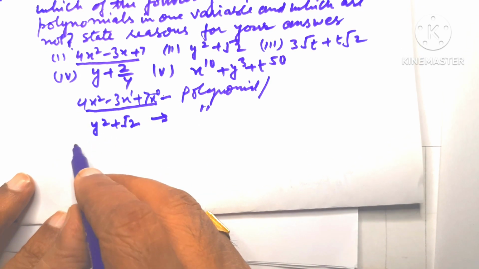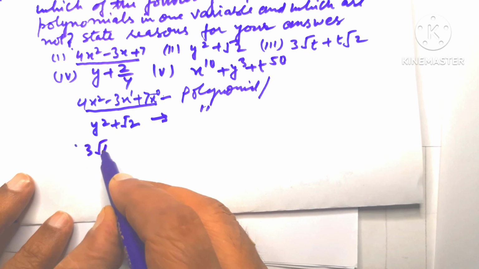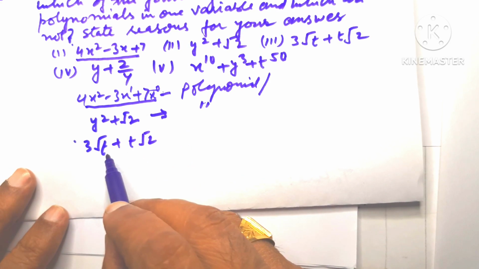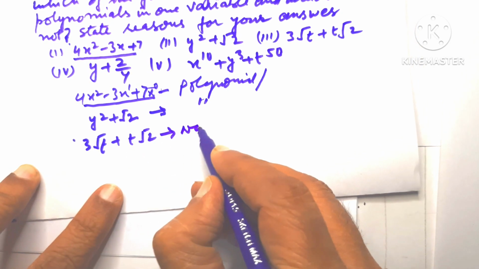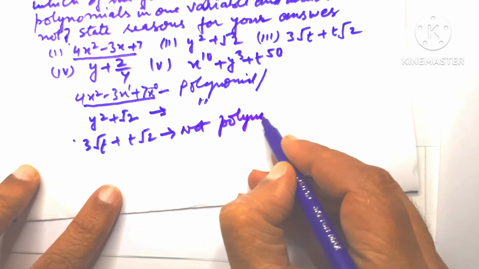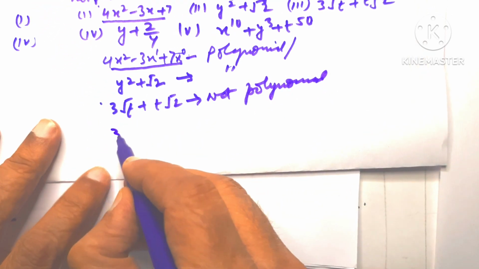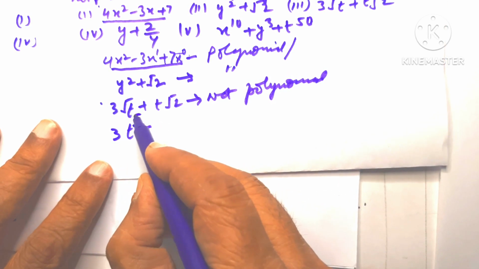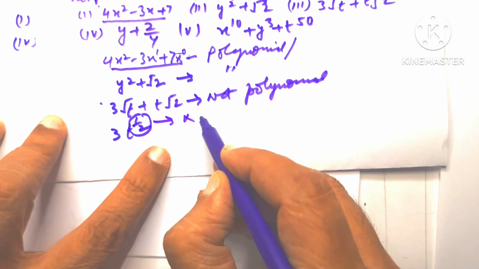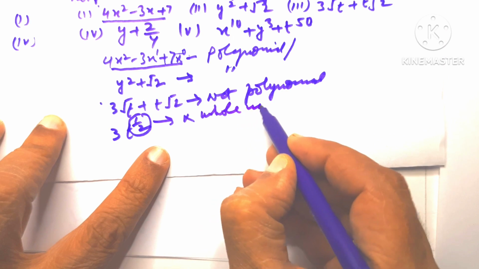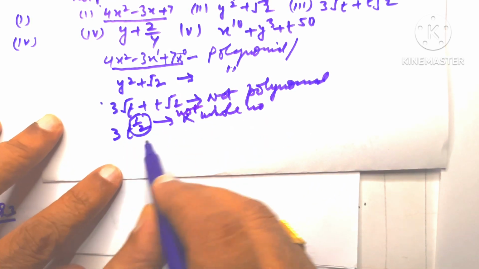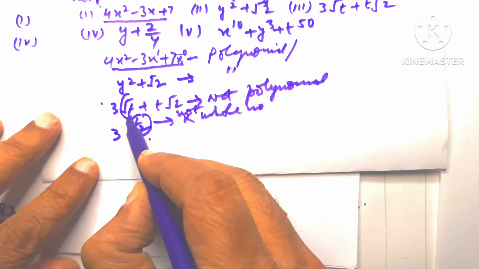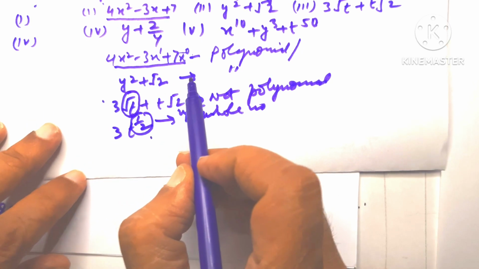Now third is 3 under root t plus t under root 2. Whether it is a polynomial or not. This is not a polynomial. Reason: under root t means t to the power 1 by 2, and this is not a whole number. Therefore, this is not a polynomial. We have to consider the power of variables only. Variable की power check करनी है अपने.